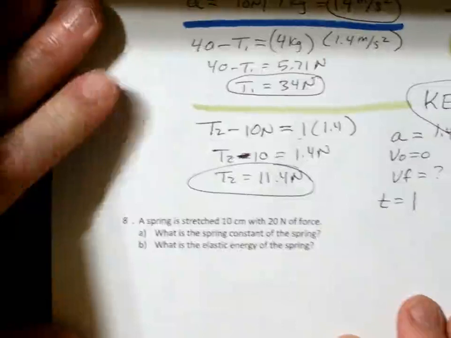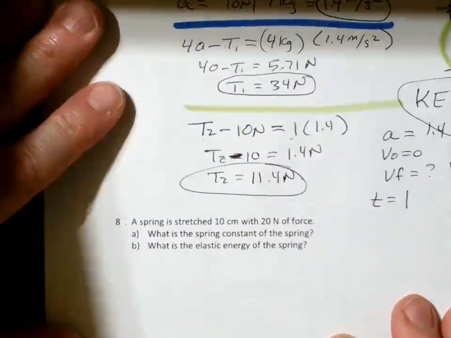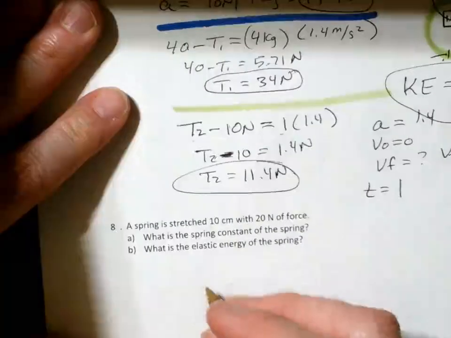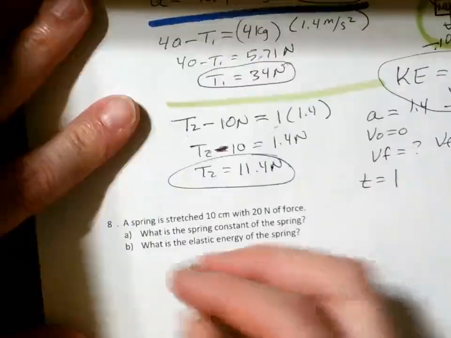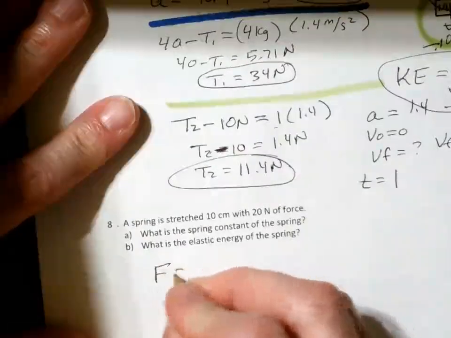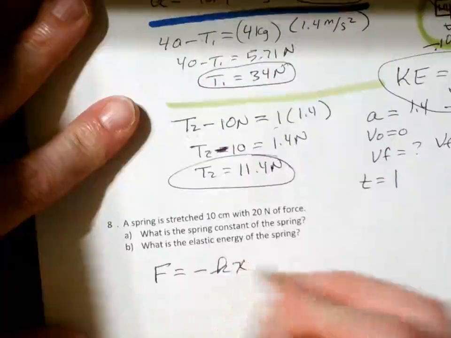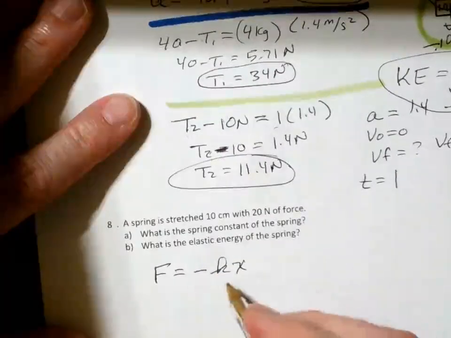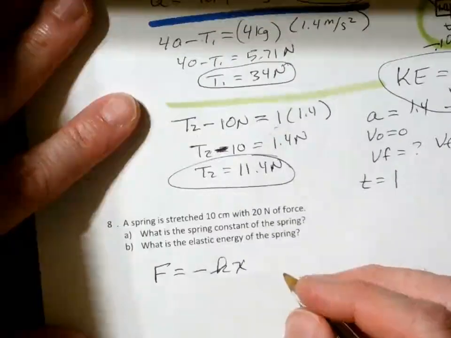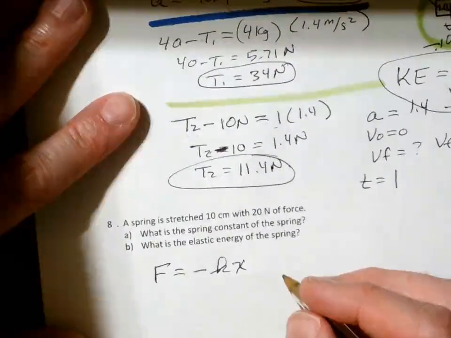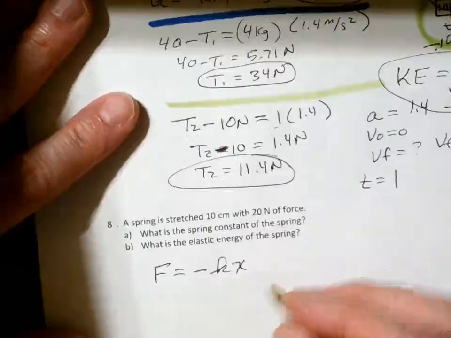All right, number 8. The spring is stretched 10 centimeters with 20 newtons of force. What's the spring constant of the spring? Well, this isn't really the right way to do a spring constant, but I guess it'll have to do in a pinch. We can say that the force is equal to negative kx, and that's because it's a restoring force. The negative sign doesn't really mean much. It just means that it's always trying to move it the opposite way than what it is actually doing.